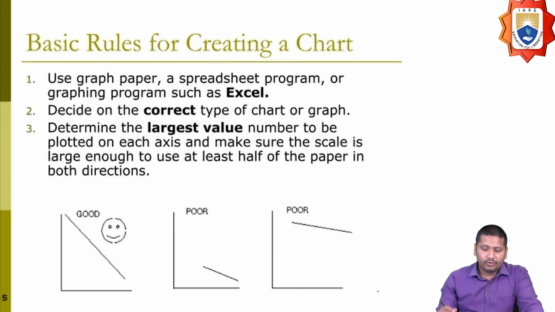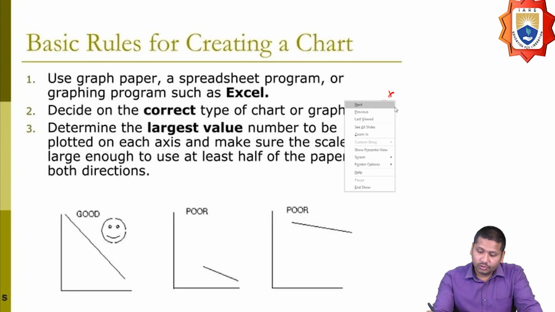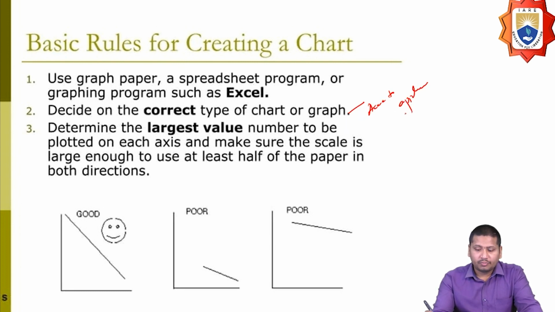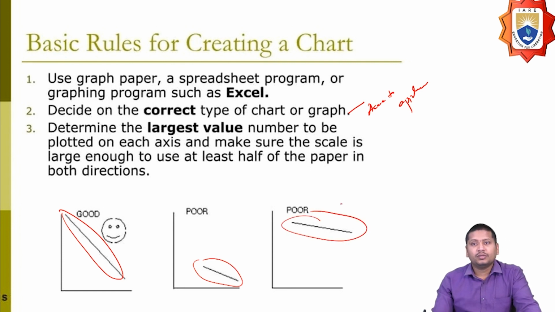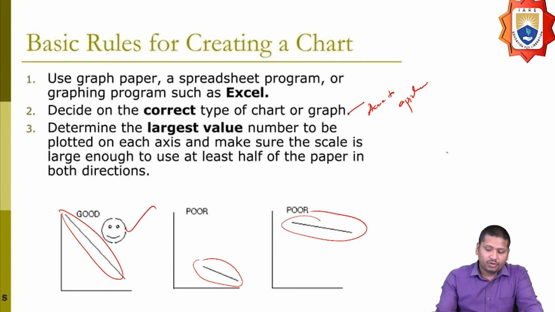So I can use a normal spreadsheet, or graph paper, or graphing programs such as Excel. Decide the correct type of chart or graph according to the application, and determine the largest number to be plotted on each axis. So let it be this one, and this one. Normally we refer to this one.